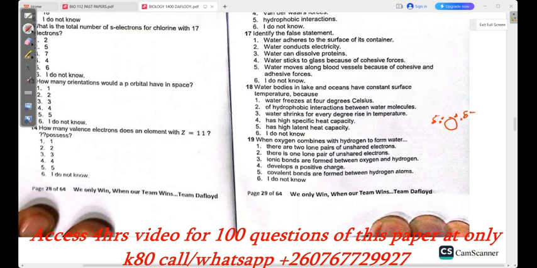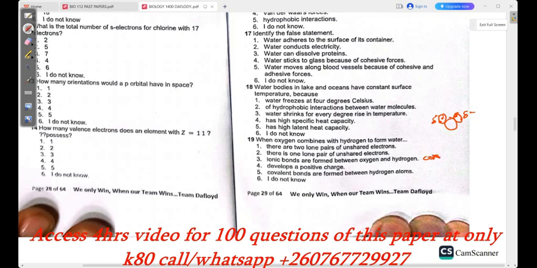That is true. 2 is saying there is one lone pair of unshared electrons. But we said this is a lone pair, this is another lone pair. So there are two lone pairs, not one lone pair. So 2 is false. 3. Ionic bonds are formed between oxygen and hydrogen. So we have covalent bonds, not ionic bonds.